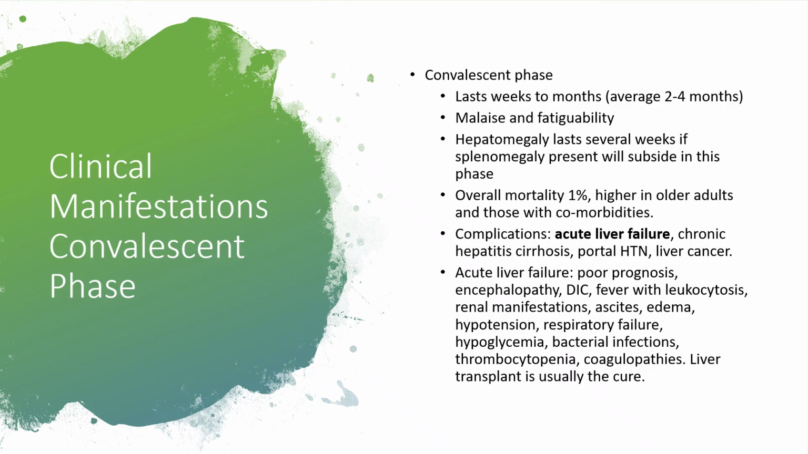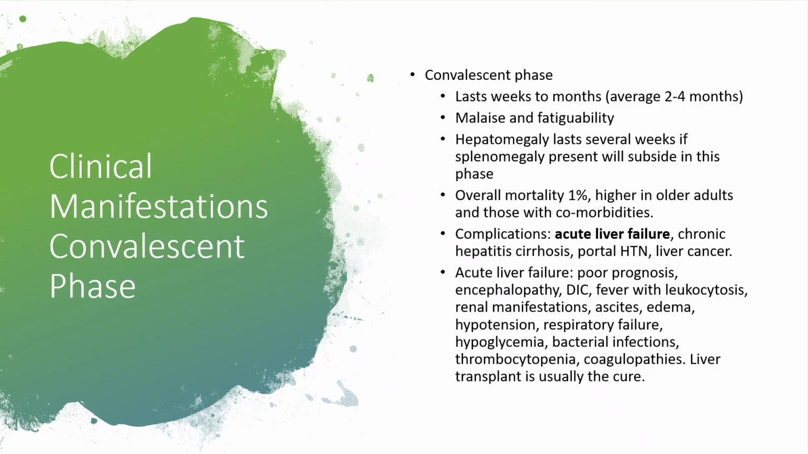Most individuals recover fully, and the overall mortality rate is low, only about 1%. However, the risk is higher in older adults and those with significant medical conditions or comorbidities. Even though recovery is underway, complications are still possible. These include acute liver failure, chronic hepatitis, cirrhosis, portal hypertension, and even liver cancer if long-term damage continues.